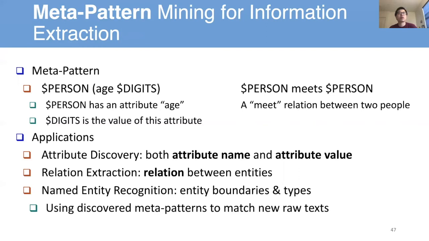We can extract the relationship between two entities, and we can further use that to refine the named entity recognition, entity boundary, and type maybe in future. So that's something interesting for the meta pattern mining.